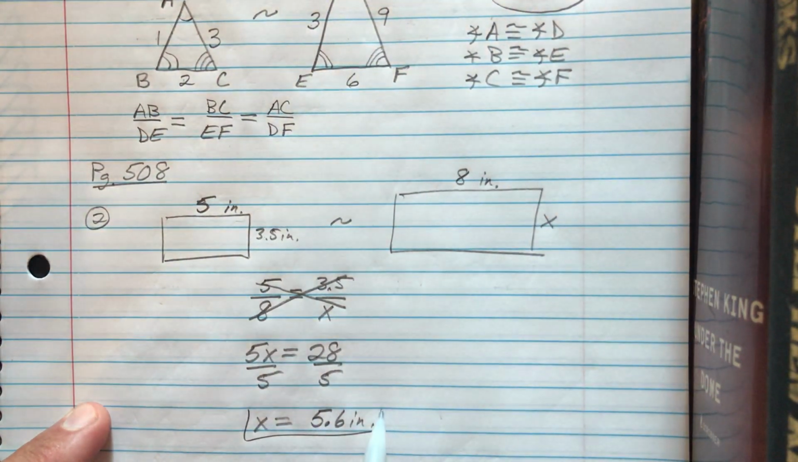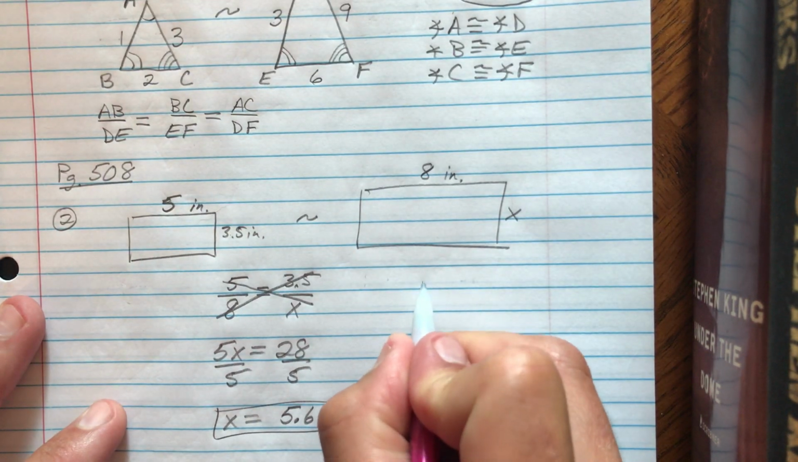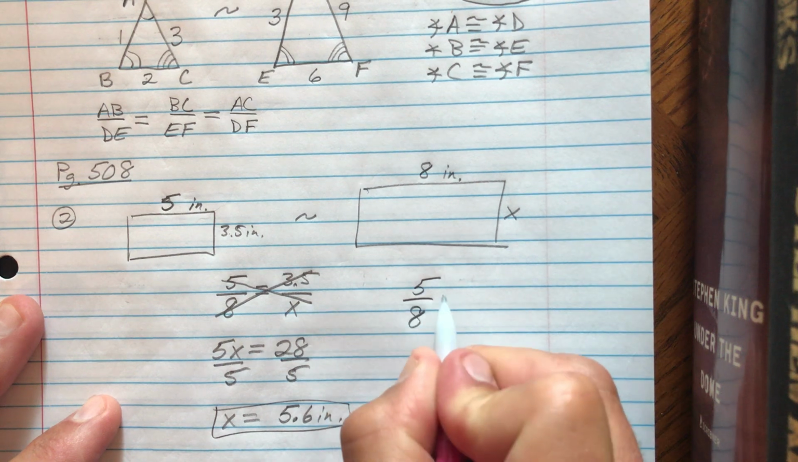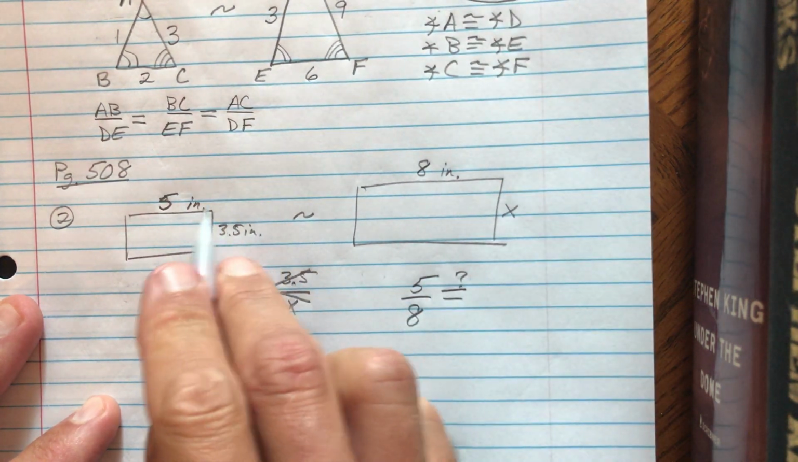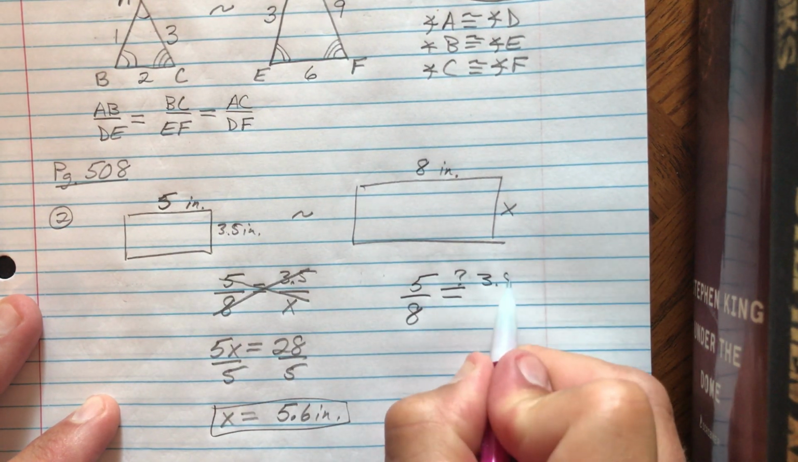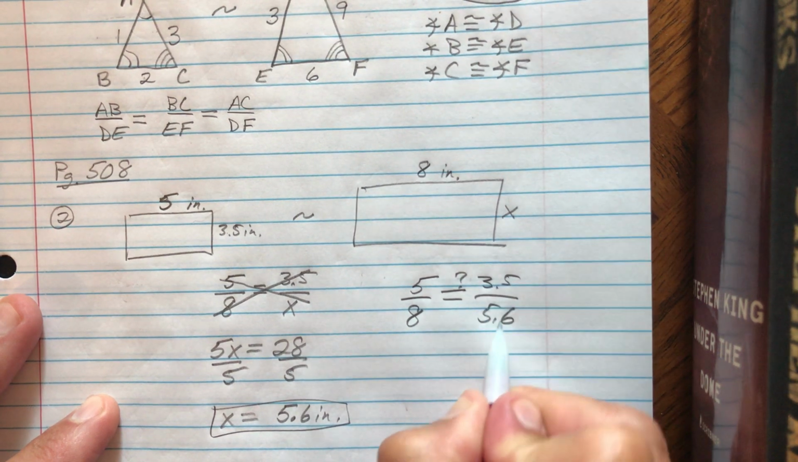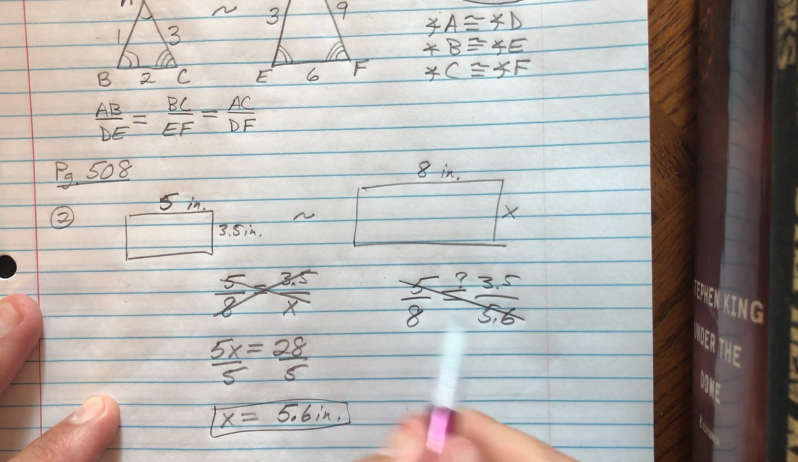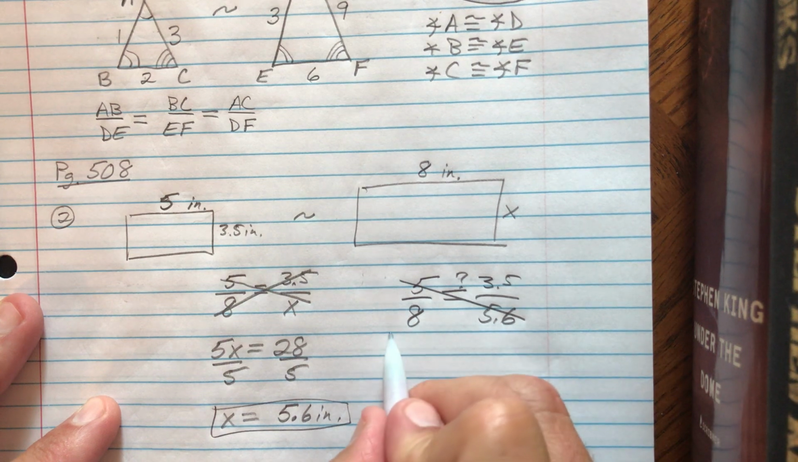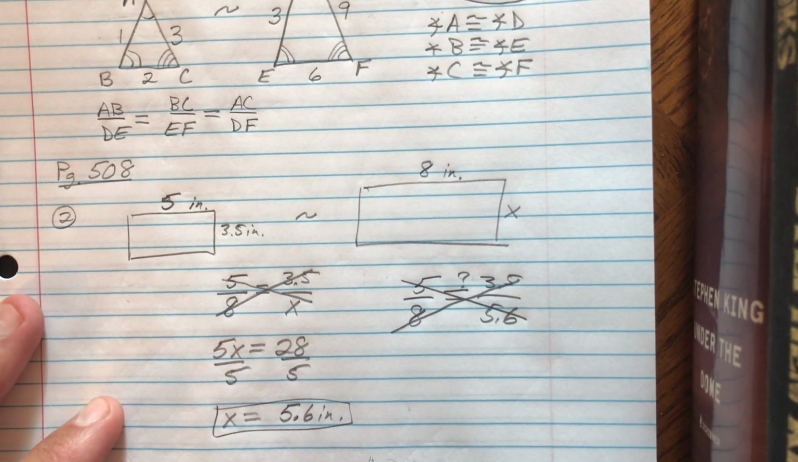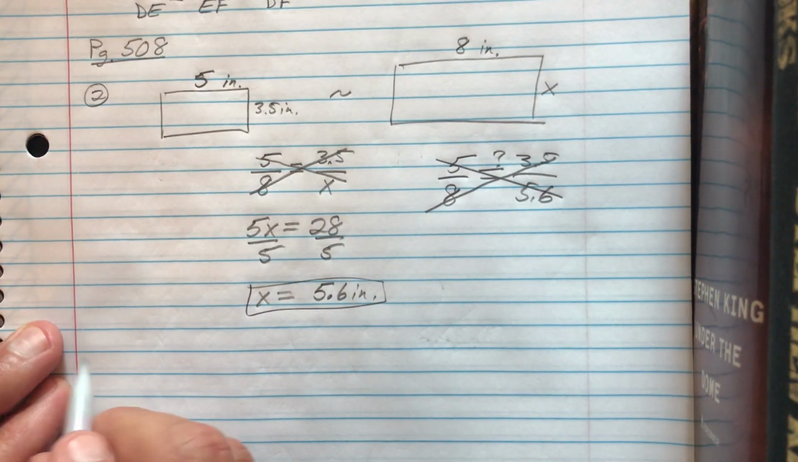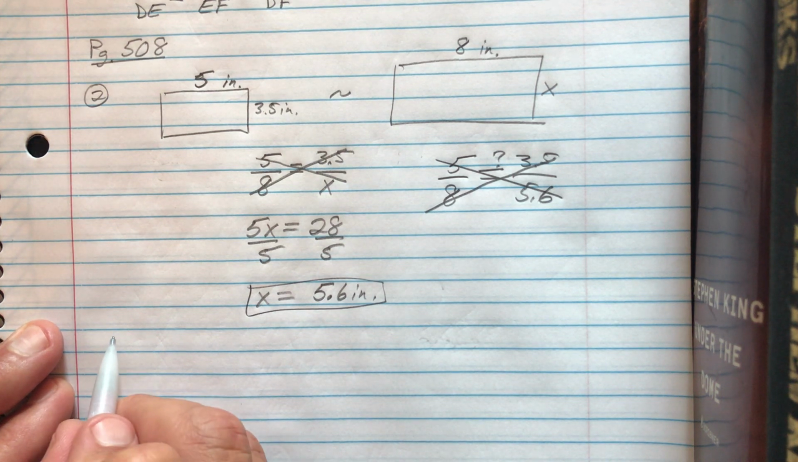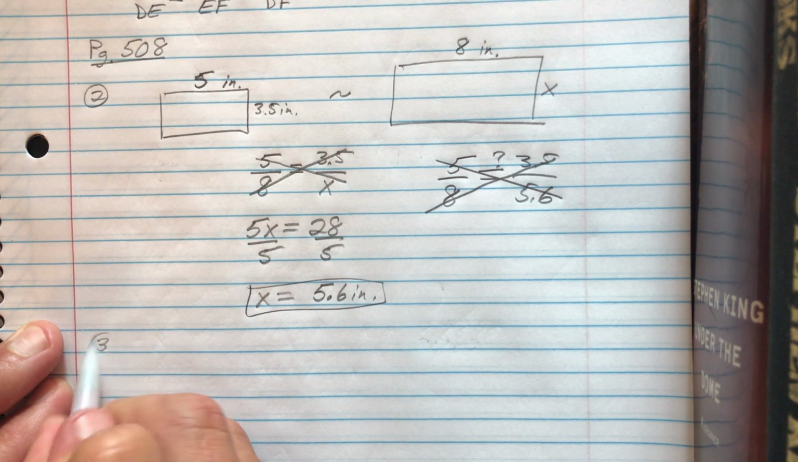Yes. And one thing you could do to check your work is make the proportion again with all the numbers filled in. Is 5 to 8 the same as 3.5 to 5.6? It is. If you cross multiply, 5 times 5.6 is 28, and 8 times 3.5 is 28. All right, let's try number 3.